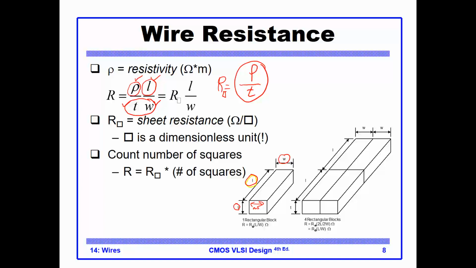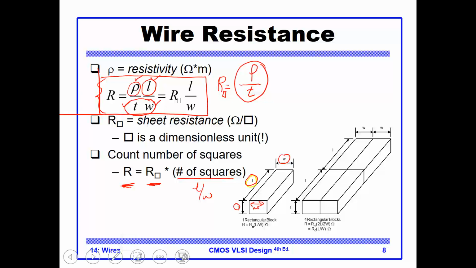If I want to compute the resistance of any wire, I multiply the sheet resistance times the number of squares, which is L divided by W. So this is the interesting part here, how we estimate the resistance of the wire.